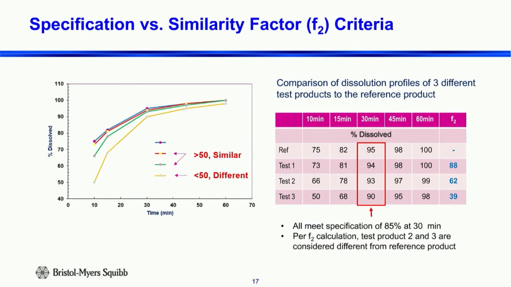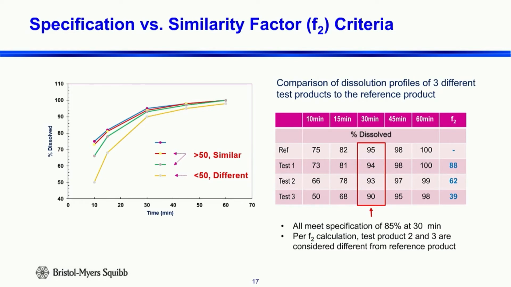So if you look at the data table on the right, all 4 batches would pass specification, which means if they were commercial product, they can be released to market. But if you look at the very last column, per F2 calculation, the 2 test products 1 and 2 are statistically similar to the reference product. But the third product, although it meets specification, is considered different from the reference product.